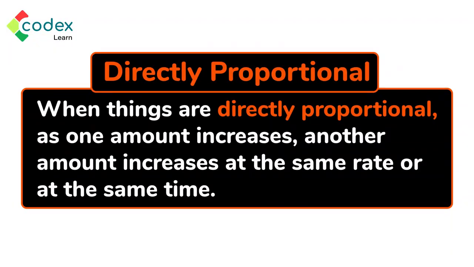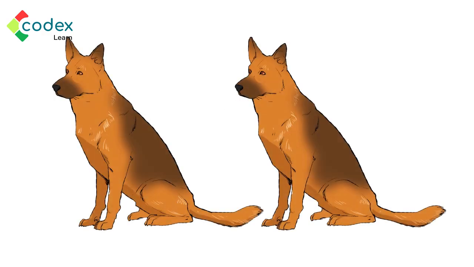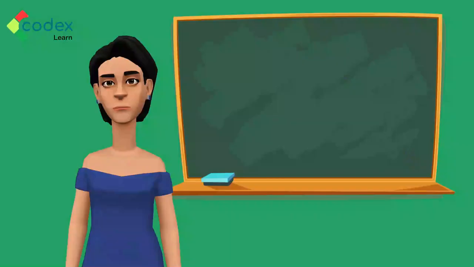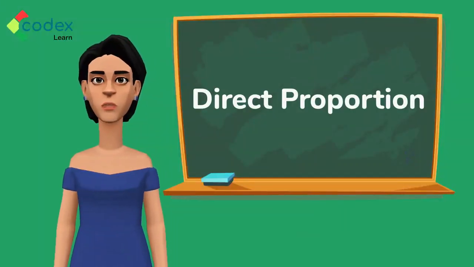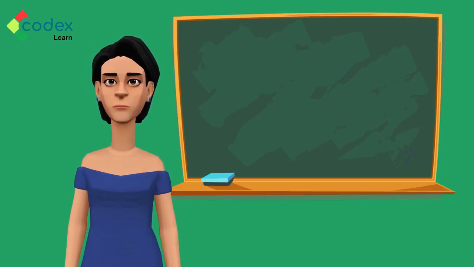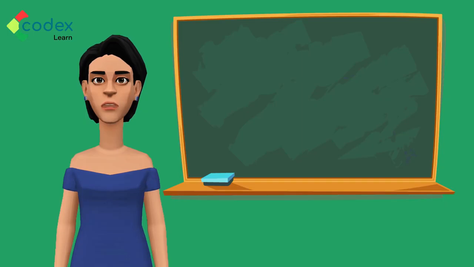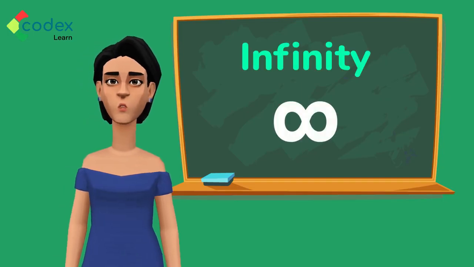When things are directly proportional, as one amount increases, another amount increases at the same rate or at the same time. Look at the picture of these dogs. One is bigger than the other, but if they grow or increase at the same rate, then we say their growth, size, weight, or height are directly proportional. Also, there is a direct proportion between two values when one is a multiple of the other. The symbol for directly proportional is this. But don't confuse it with the symbol for infinity, which is this.